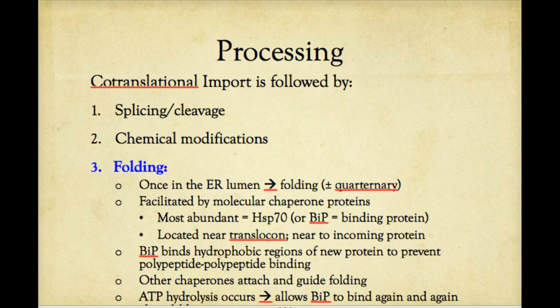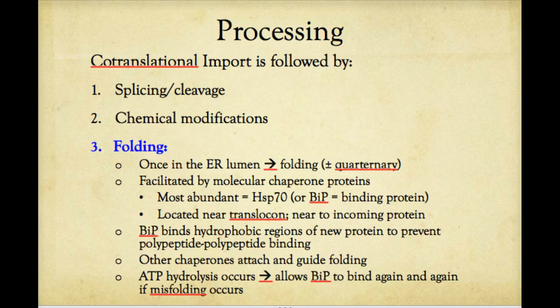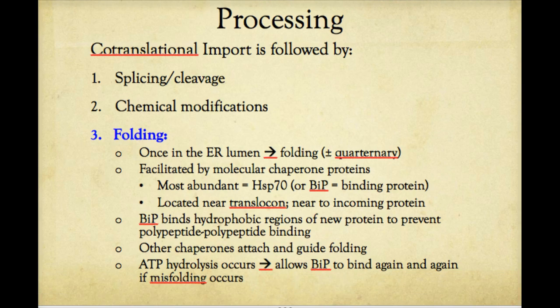After all the chemical modifying is done, now it's time to fold the protein. And we'll spend a couple minutes talking about this process of folding because it's so very important to the final function of the folded protein. Once a protein is in the ER lumen and it's time for folding to take place, this process is actually facilitated by a large group of proteins called chaperone proteins. Now, there are lots and lots of different kinds of chaperone proteins, but the most abundant type of chaperone is actually called HSP70, or heat shock protein 70.